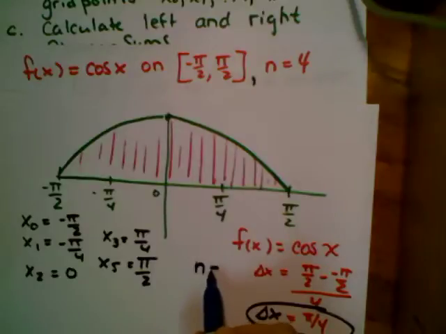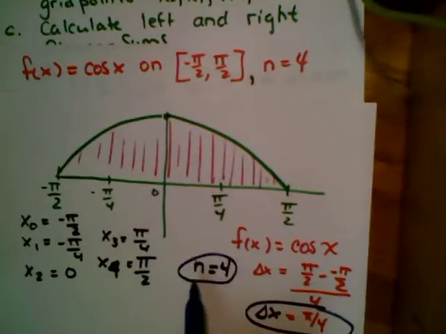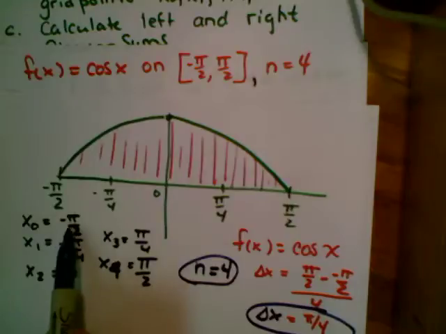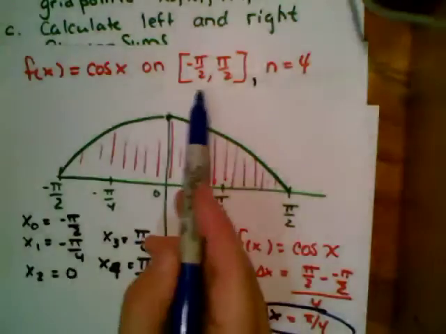Recall that n was 4, so I made a mistake there. I needed to label that x sub 4. If you have 4 subintervals, you'll have 5 grid points, and x naught would be a, and x sub 4 would be b from the original interval.